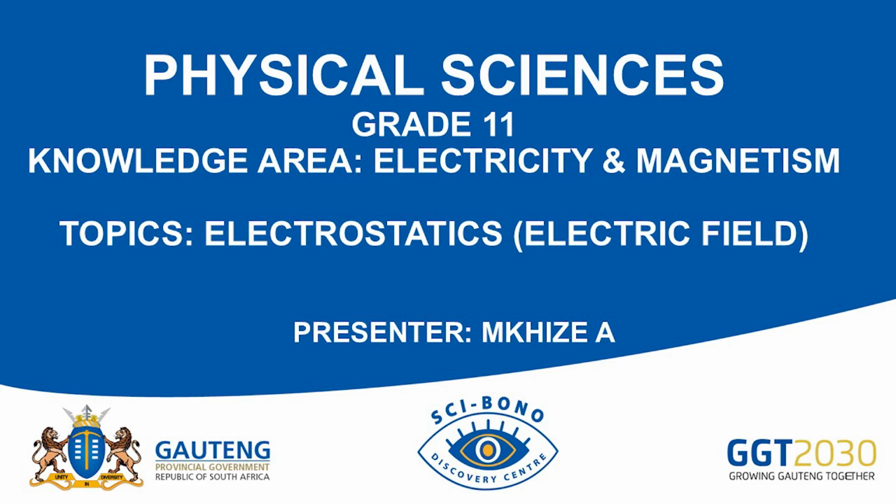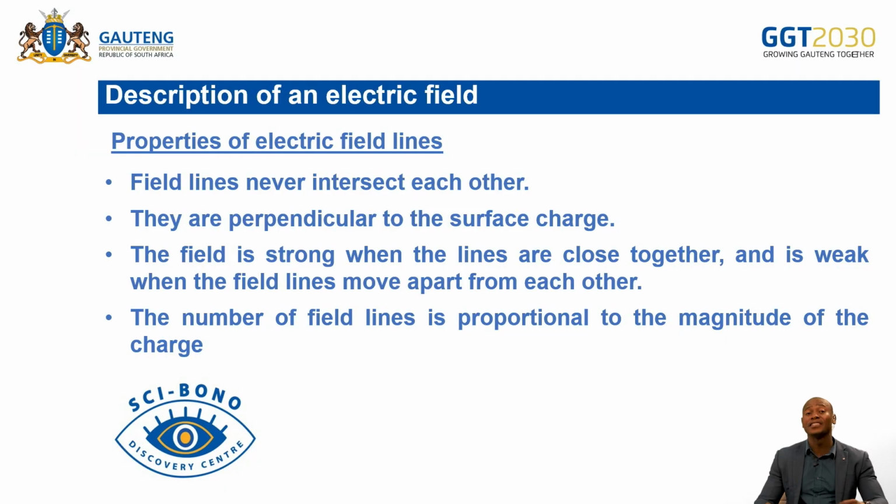Right, grade 11s, our focus today is on electrostatics. You should know that the field is strong when the lines are close together, right? So if you see that the electric field lines are close together, you must know that the electric field is strong. It is weak when the lines are far apart. So that is how we can represent the strength of the electric field.